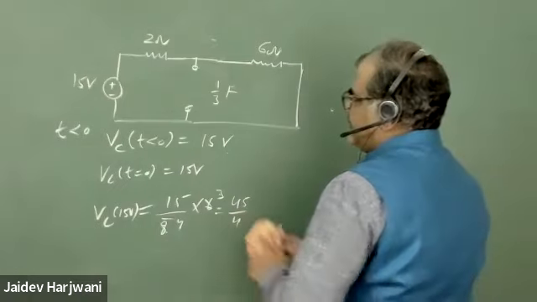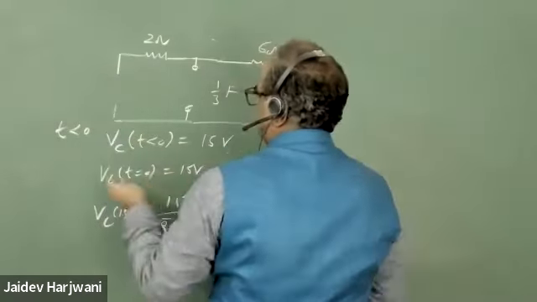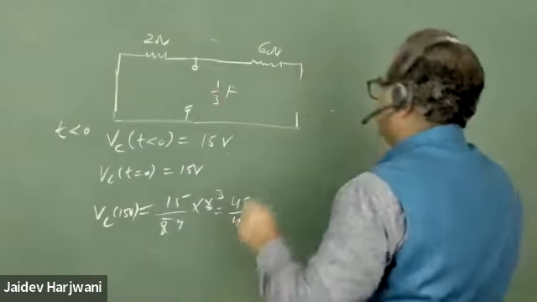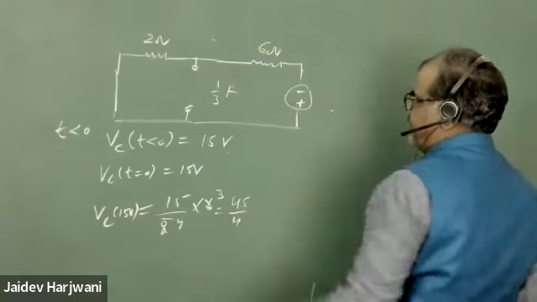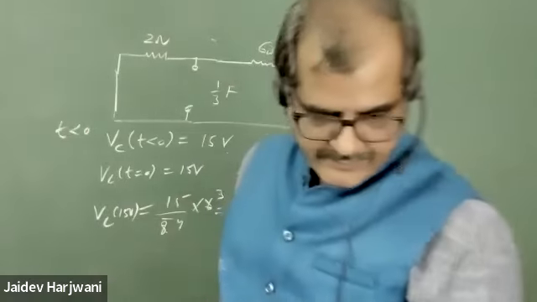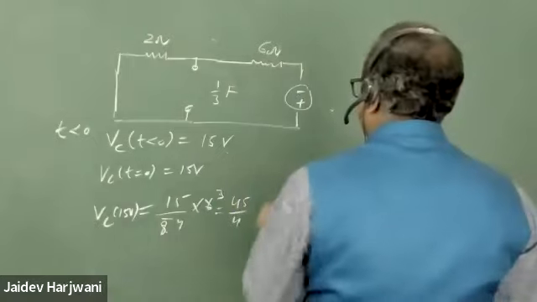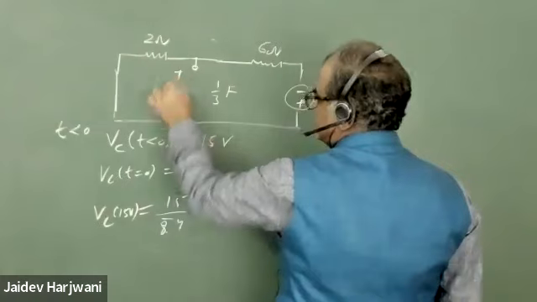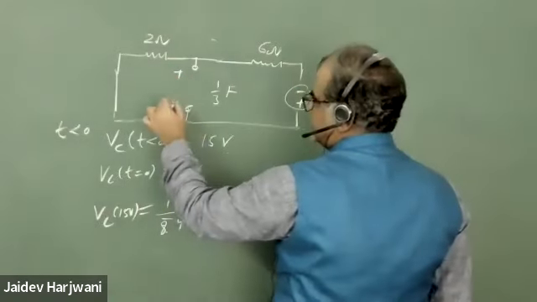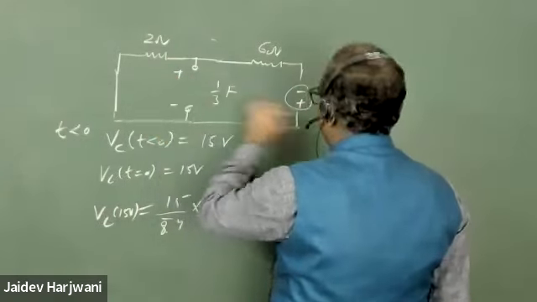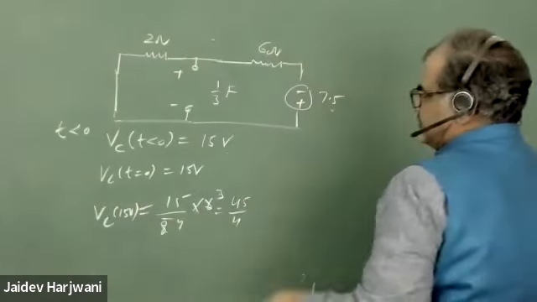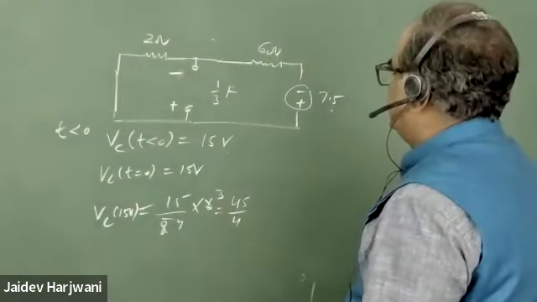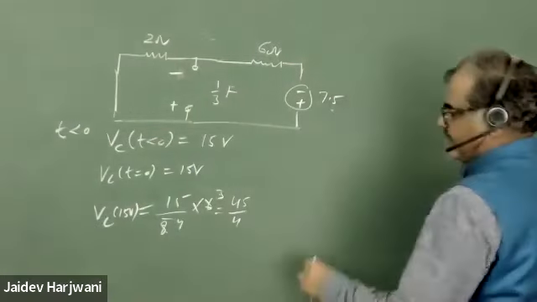Now similarly, if I remove this source, short this source, and put this source which has the opposite polarity, minus plus, what is the value? 7.5. Okay, 7.5. Now this was charging like this, and this will charge like this. So what voltage will it give? This becomes plus, this becomes minus. So this time you will get the same thing. Current is, so you have 7.5.